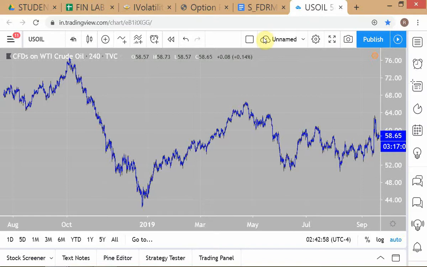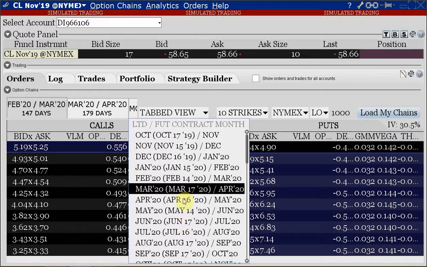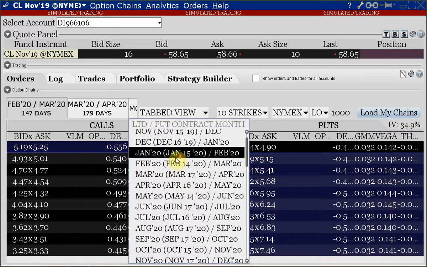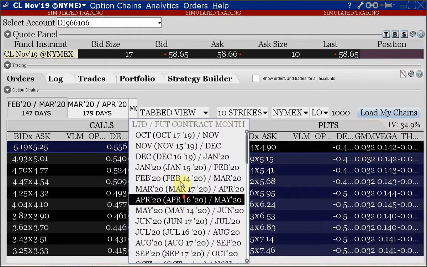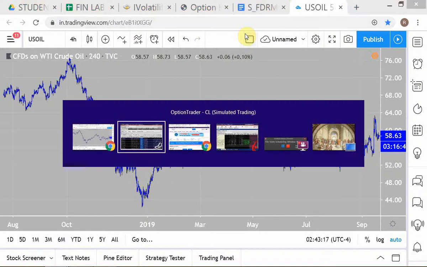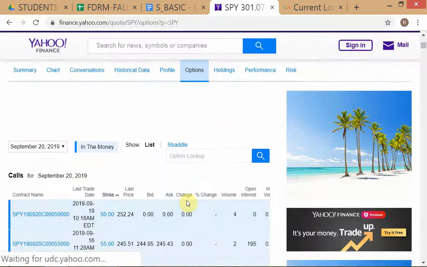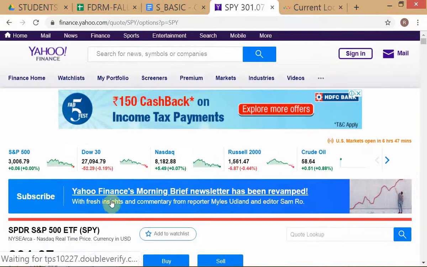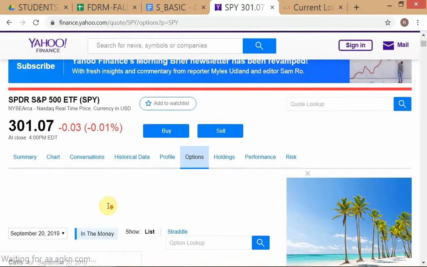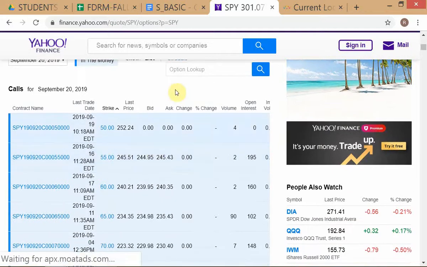But in the case of options, that's not good enough because there are many different expiries. As you can see here by clicking, these are all the possible expiries in the case of oil options, futures options. So now you have to decide the expiry. This is clear? Are you following what I'm getting at? If I go to options, this is the spider, the SPY ETF. Here also you can see, I would like to go to straddle view.